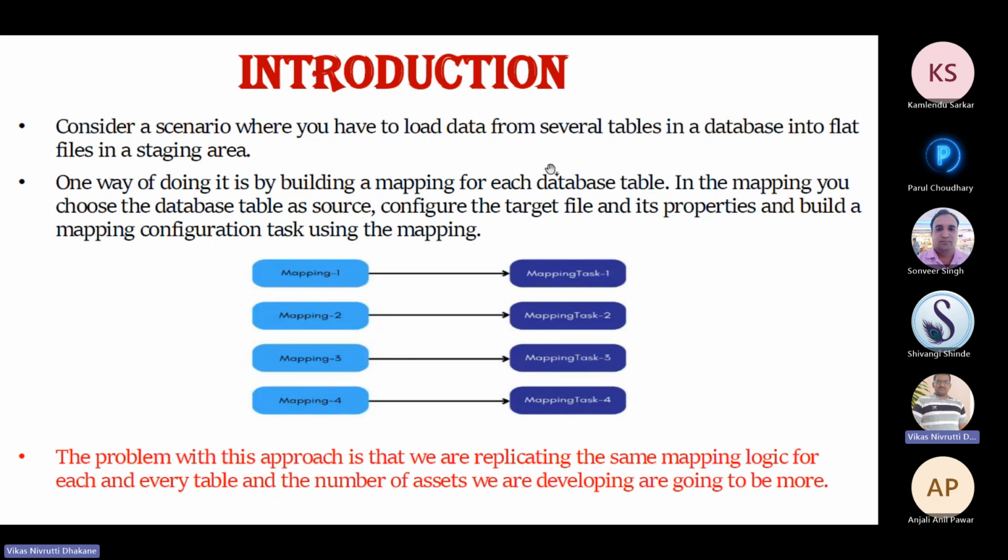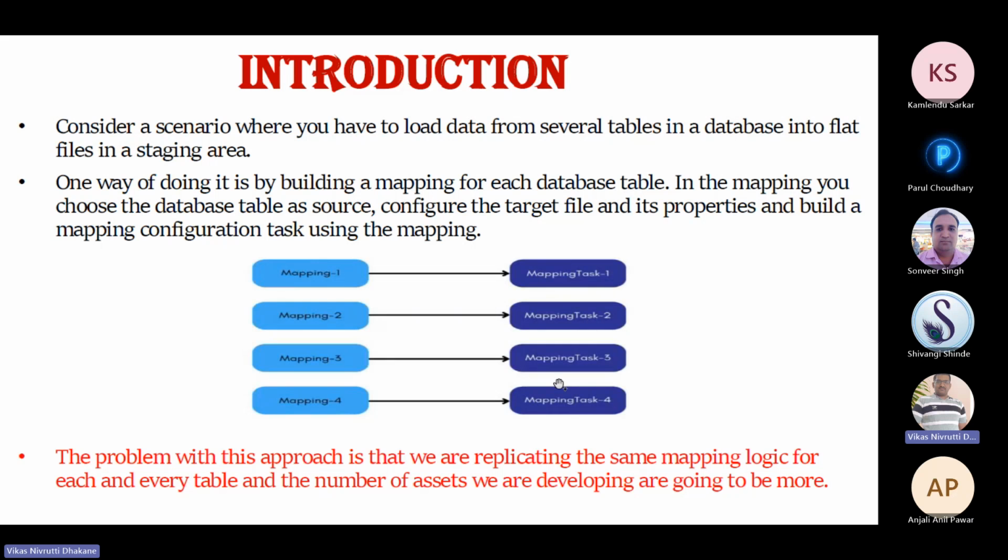So one way, as Anjali mentioned, of doing it is by building a mapping for each database table. In the mapping you choose the database table as a source, configure the target file and its properties, and build the mapping configuration task using the mapping, right? So for example, in the current slide you can see we are considering 4 mappings and 4 mapping tasks.